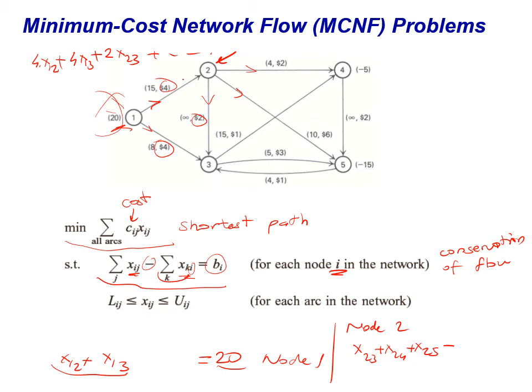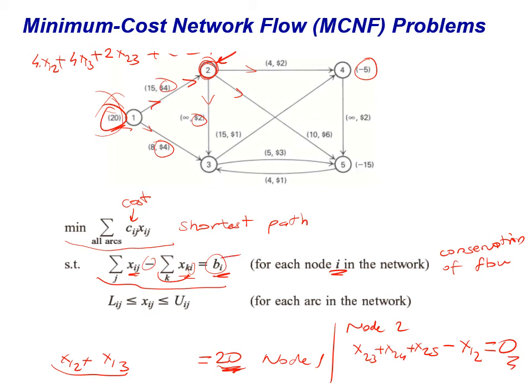Outflow minus inflow, which is x12, will be equal to b_i, the net supply. And what is the supply amount in node 2? There is no supply and no demand, so it is 0. If there is a supply or demand, then we write it on the right hand side, but if there is no supply or demand, the right hand side will be 0.